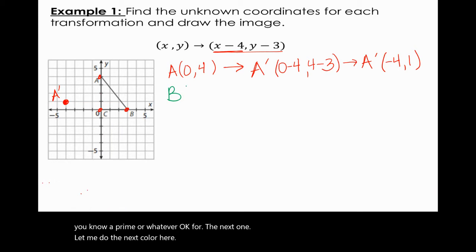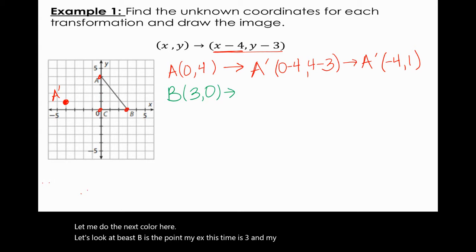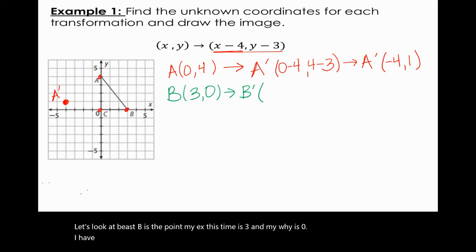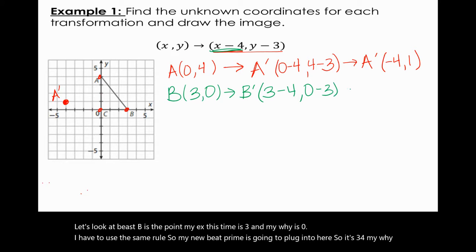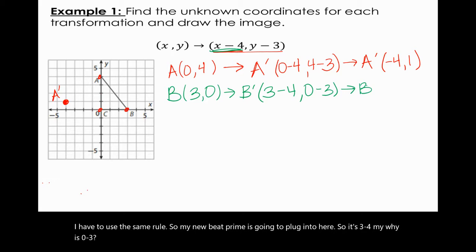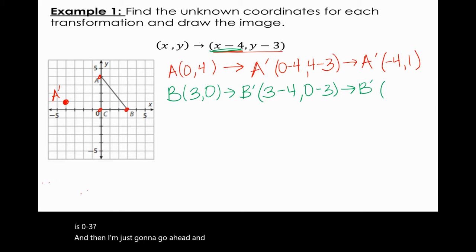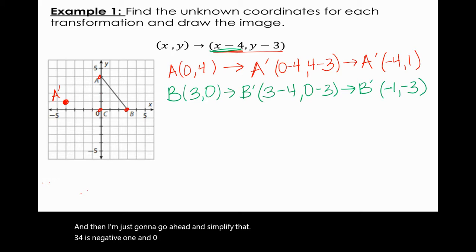Let's look at B. B is the point where my x this time is 3 and my y is 0. I have to use the same rule. So my new B prime is going to plug into here. So 3 minus 4, and my y is 0 minus 3. And then I'm just going to go ahead and simplify that. 3 minus 4 is -1, and 0 minus 3 is -3.